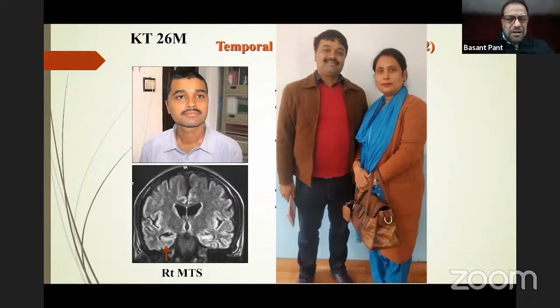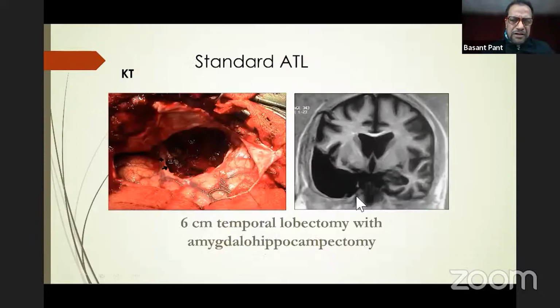So epilepsy surgery is really a life-changing kind of surgery, and a very, very passionate surgery. As you can see here, I did a very, very classical 6-centimeter right-sided temporal lobectomy with amygdalohippocampectomy. Most neurosurgeons can do this after some training, especially when you reach towards the brainstem, you need to refrain from going into the depth. And we say you should limit your dissection within the arachnoid plane.